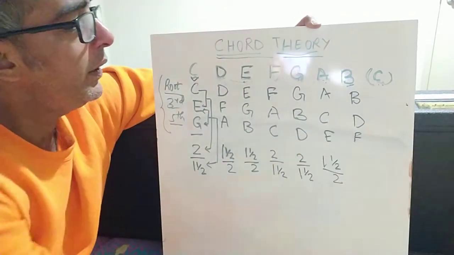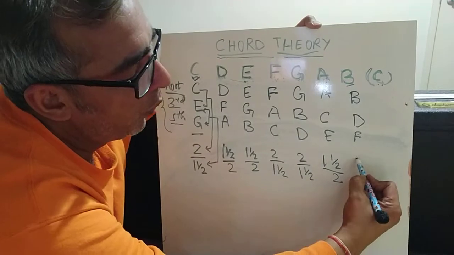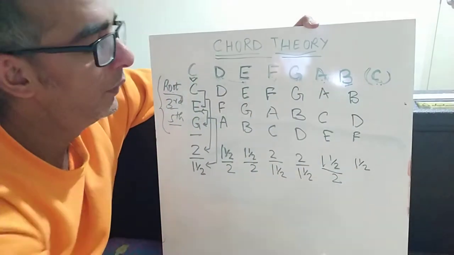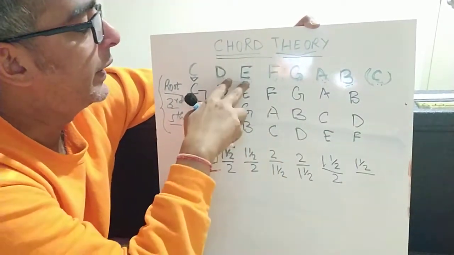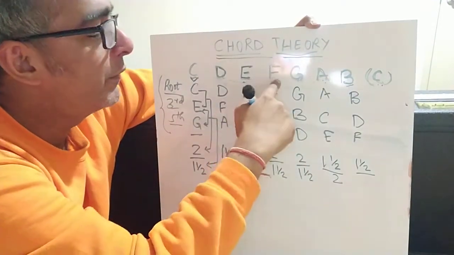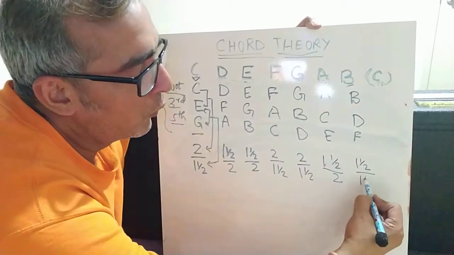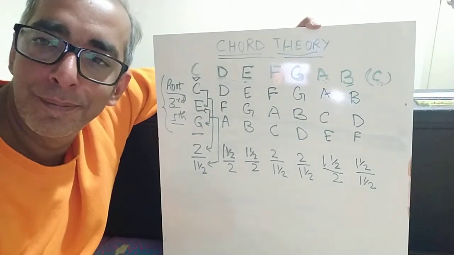Distance between B and D: B and C is a half step, C and D is a whole step, 1.5. Right? And between D and F, D and E is a whole step, E and F is a half step, so 1.5. So 1.5 over 1.5. Alright? Great.